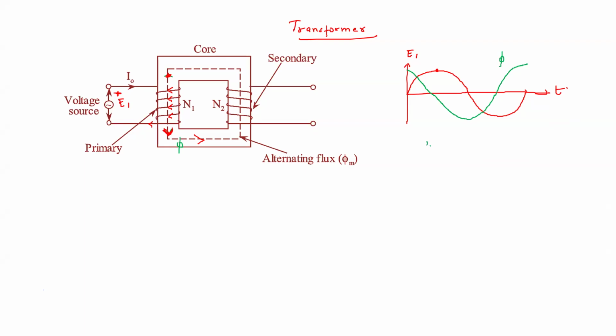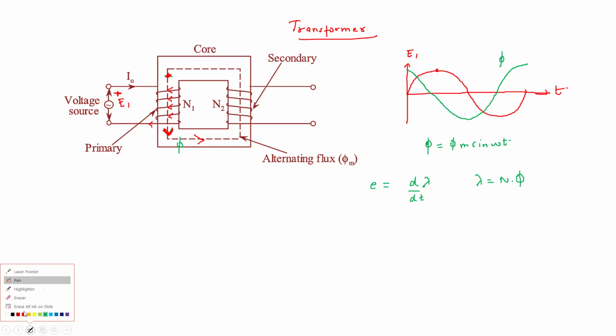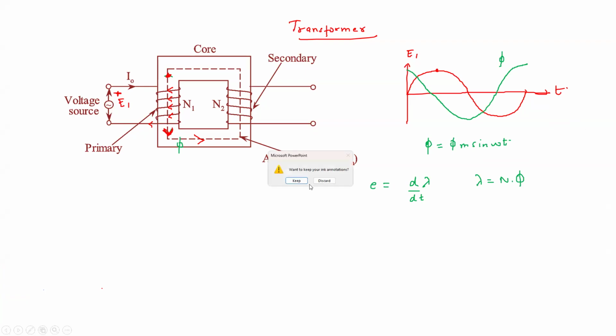Now, let us say that phi is phi m sine omega t. So if EMF is induced, EMF as per Faraday's law is what? It is the rate of change of flux linkage. Flux linkage is denoted by lambda, where lambda is n, the number of turns, into phi. Suppose we see the EMF induced for this, E1, and this is V1. So let me draw this. Okay.